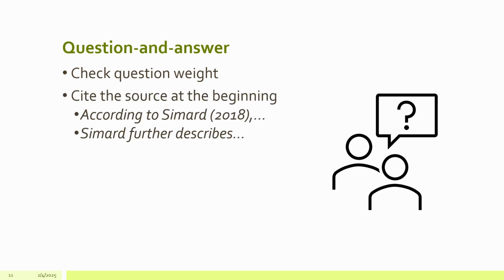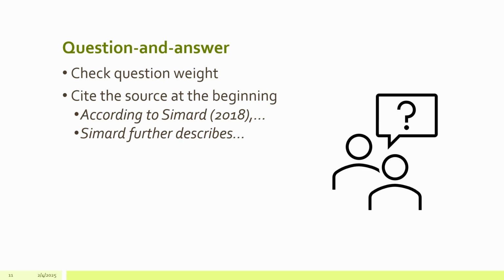In many cases, you may be expected to refer to only one source, such as the textbook, when answering the question. In most cases, you will also be expected to cite that source. Cite the source at the beginning of the paragraph. Then try to make clear that you're still citing that source throughout the paragraph. For example, you could begin with, according to Simard, 2018, and then go on to, Simard further describes. This will help you prevent citing at the end of every sentence, which can interrupt the flow of the writing.